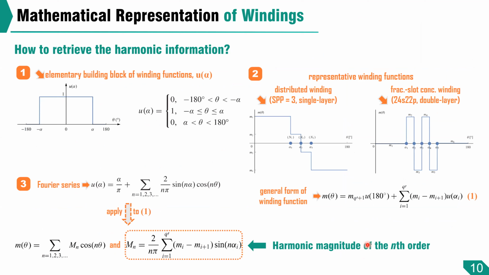What we do is we find an elementary building block looking like this. There's a parameter here, alpha, that shows where the step happens. And then any winding can be written as a linear combination of this elementary building block. The coefficients and the parameters are just the levels and slot position angles we have figured out earlier. Then if we insert the Fourier series of the building block into this equation, after some arrangement, the harmonic information of the winding is clear. We have this straightforward expression for the magnitude of every harmonic order.